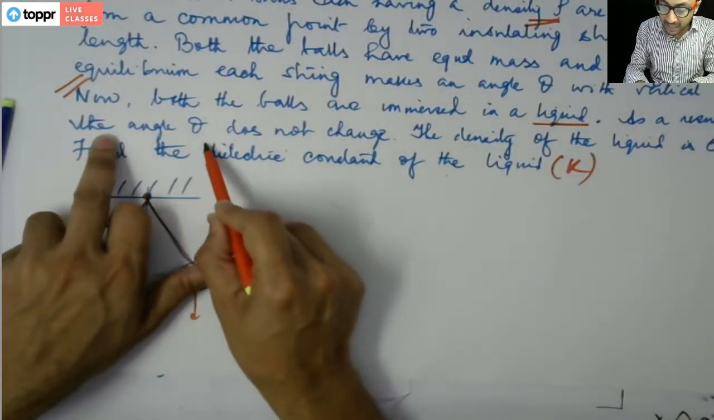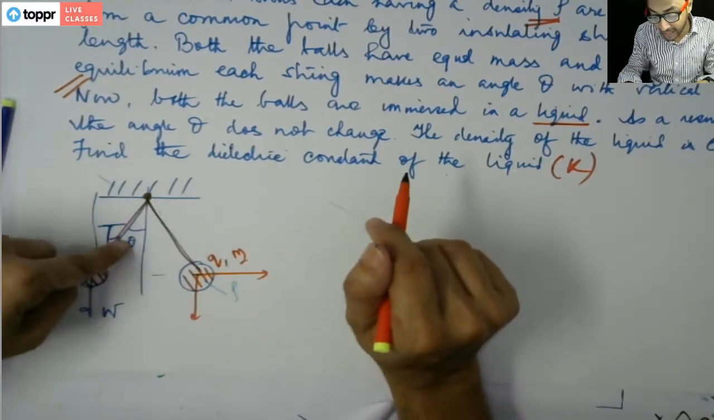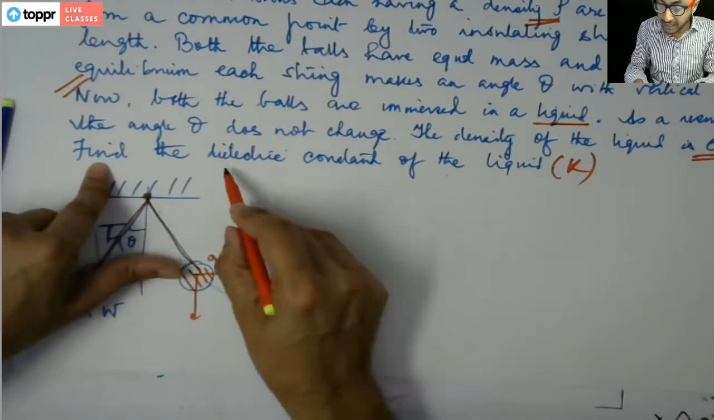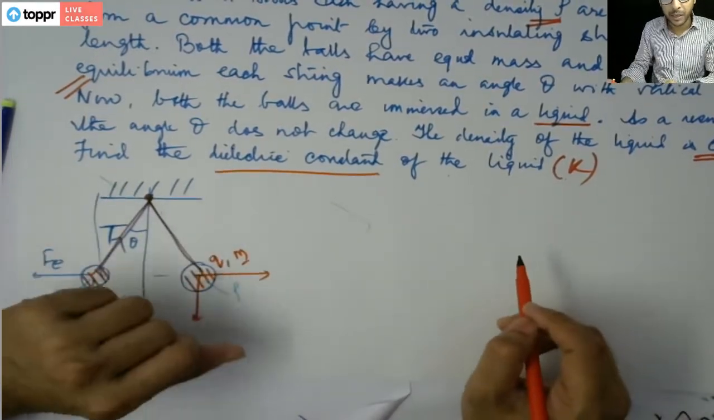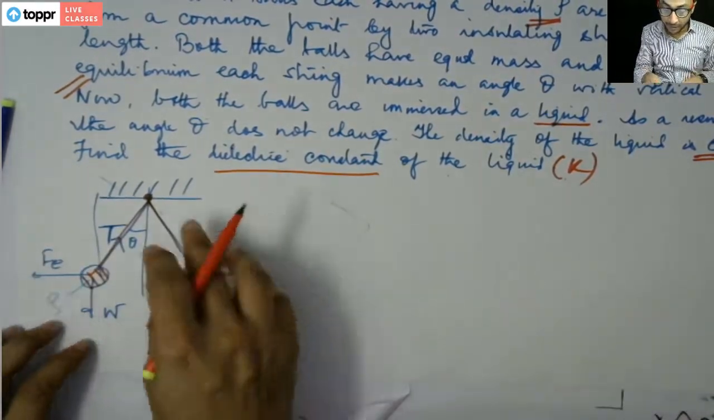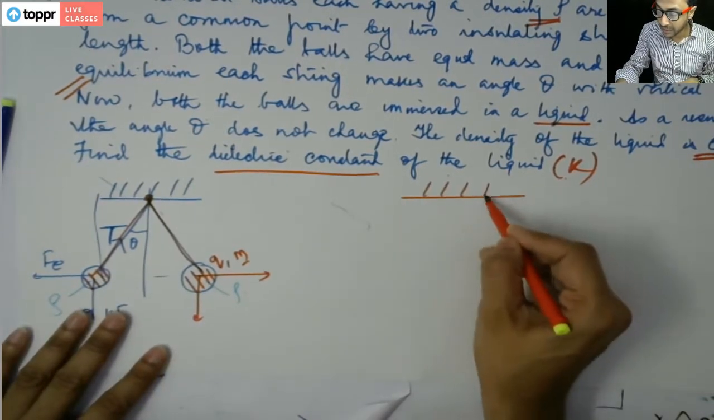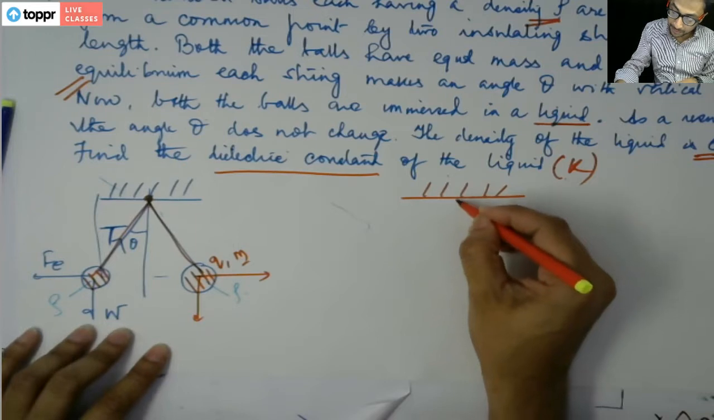As a result, the angle theta does not change. The density of the liquid is rho. Find the dielectric constant of the liquid. Now see what is happening. First, initially this is the system. Now when it is immersed in a liquid, what is happening?